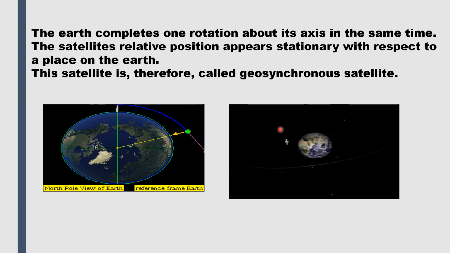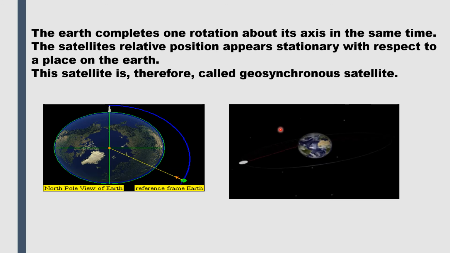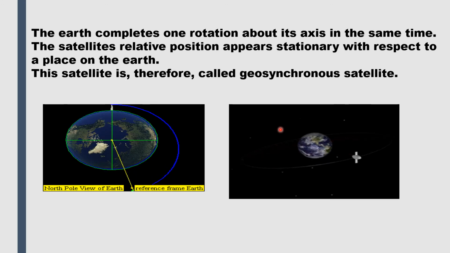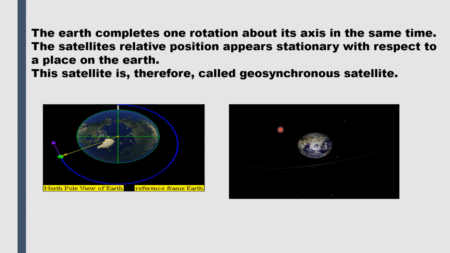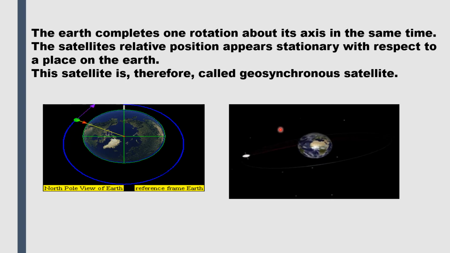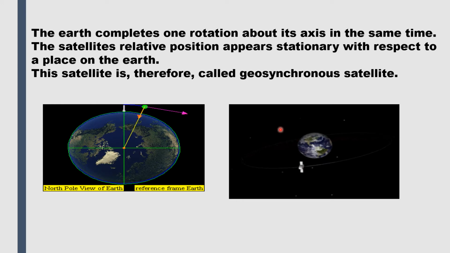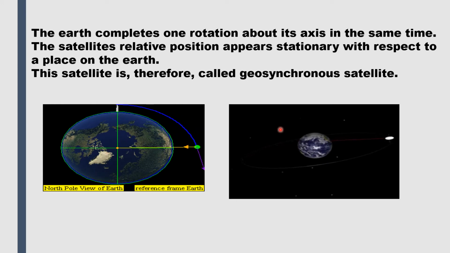The higher a satellite is above the Earth's surface, the slower it moves around the Earth. This is because of the Earth's gravity. The Earth's gravity pulls more strongly on the satellites that are closer to its center than on those satellites which are farther away from the Earth.